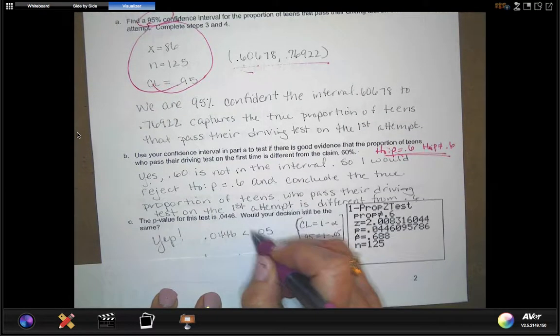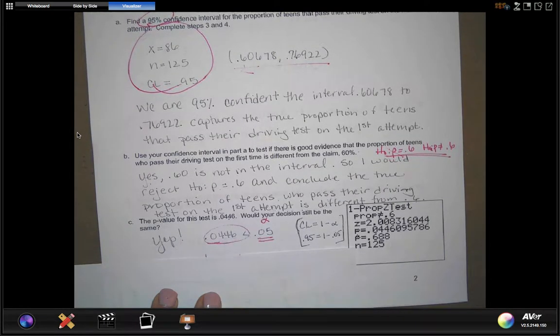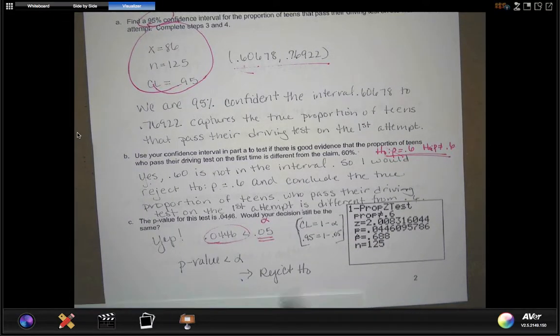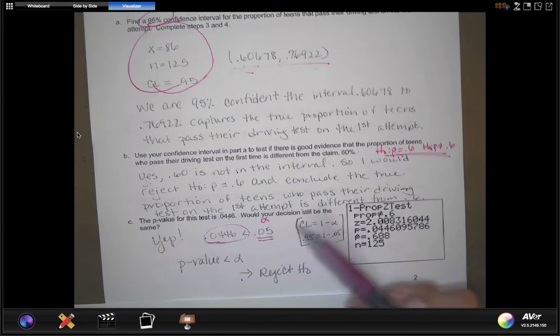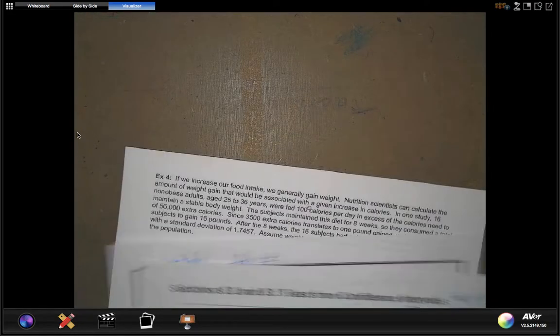So if I use an alpha of 0.05, that p-value that I got is less than that, so I would still reject H0, which is the same thing I'm saying up here, okay? Again, like I said, we can do the same thing for the mean.